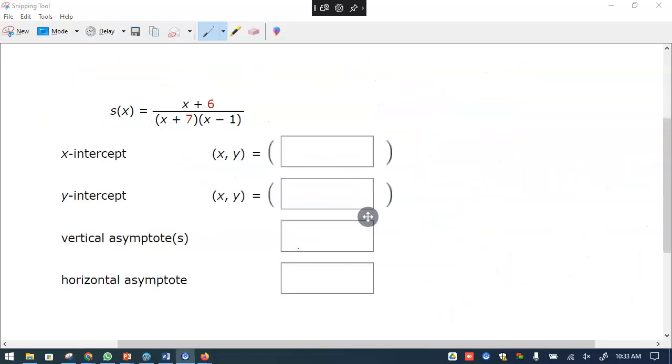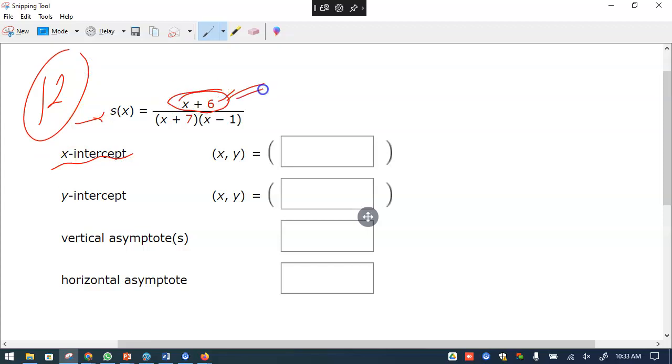Okay, so let's do question number 12. You're given a rational function. What is the x-intercept? Remember, for the x-intercept, we can clearly see the top part becomes 0. The numerator is 0 when it is minus 6, so this becomes minus 6 comma 0. The y-intercept is when you put x equals 0. So if we put x equals 0, this is 0, this is 0, and this is 0, and you end up getting minus 6 over 7. So that means this will be 0 comma minus 6 over 7.